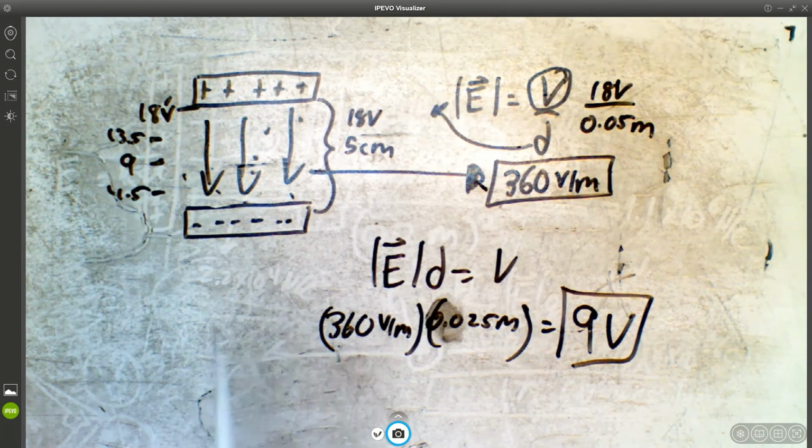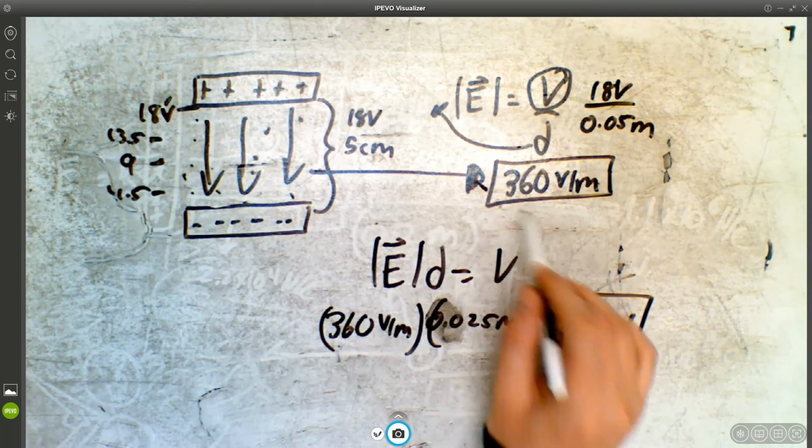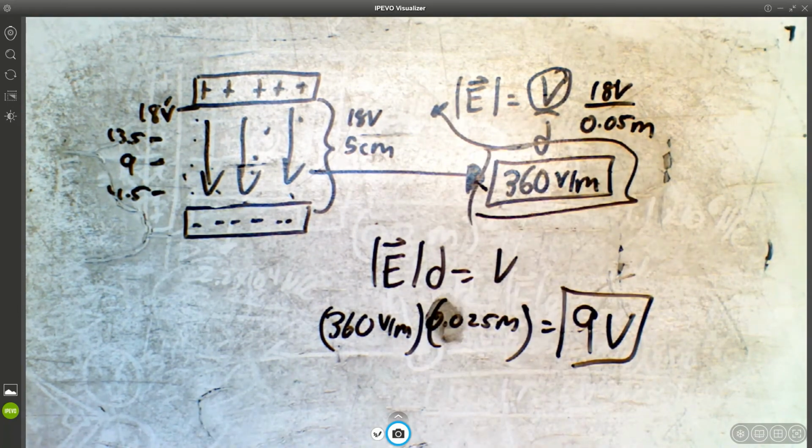So different spots have these different voltages, right? But what stays constant is our electric field. So it's really important that you know that idea.